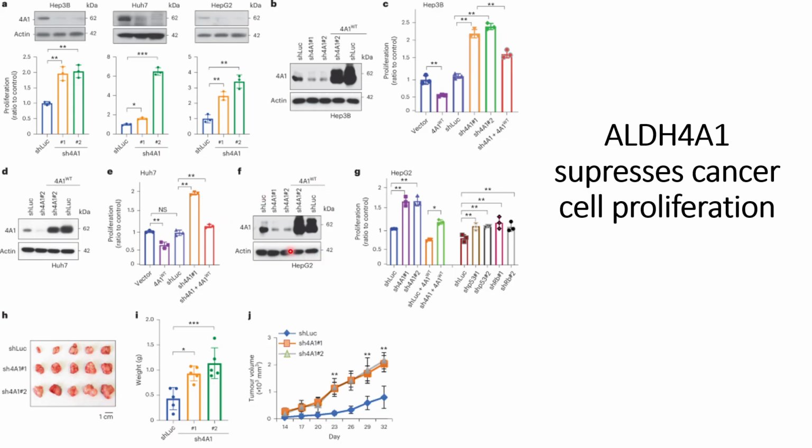For HEPG2, they see that for both of the silencing RNAs there is a decrease in the ALDH4A1 signals, and for this decrease they see an increase in the proliferation ratios. When it is supplemented with wild type ALDH4A1, they see a further decrease in proliferation.